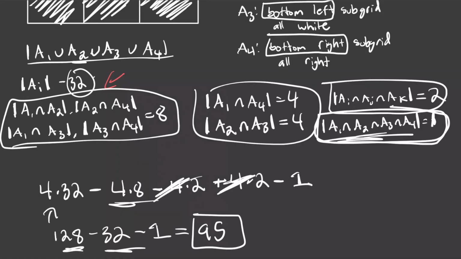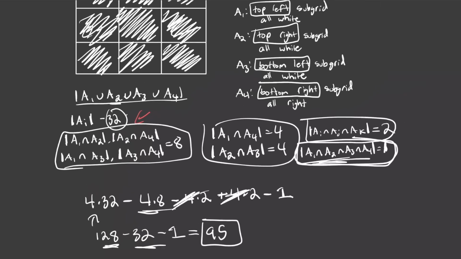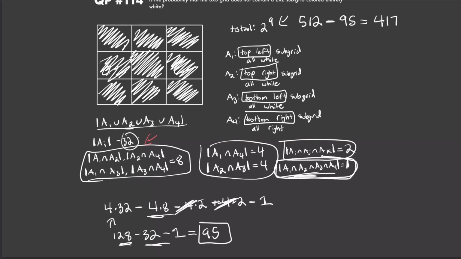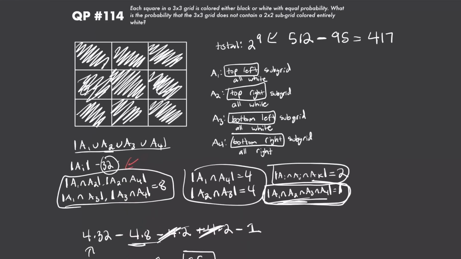And we want the number of cases where none of them are white. So we're just going to take our total, which we already calculated was 2 to the power of 9, also known as 512. And then we just need to subtract off the cases where at least one is white, which we just calculated is 95. That's going to give us 417 cases where none of these subgrids are all white. And it's also asking us what is the probability of this happening. So it's just going to be 417 out of our total cases, which were 512. So that will be our final answer.